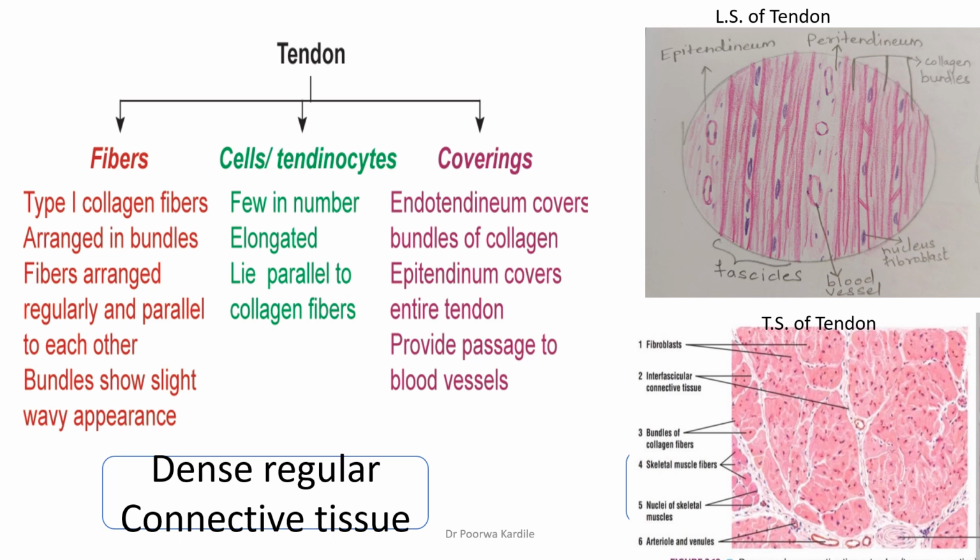In the second slide we can see the transverse section in which the collagen fibers are seen, and those blue dots are the nuclei of fibroblasts and fibrocytes. In between we can see the supporting connective tissue which has blood vessels in it.